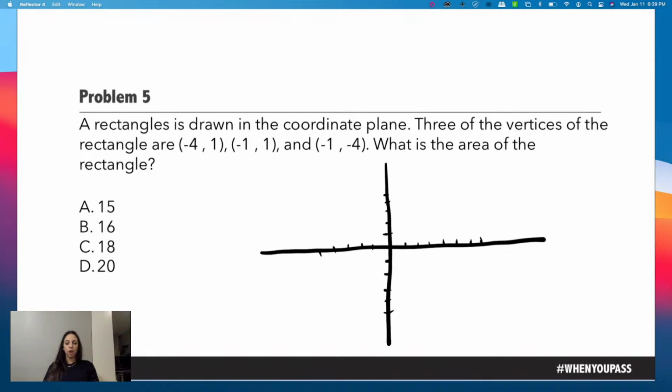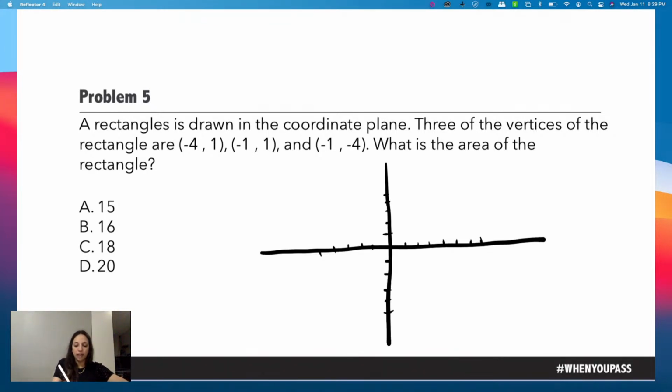A rectangle is drawn in the coordinate plane. 3 of the vertices of the rectangle are -4, 1, -1, 1, and -1, -4. What is the area of the rectangle? So I am going to go ahead and draw this because it's going to allow me to find the area very quickly.